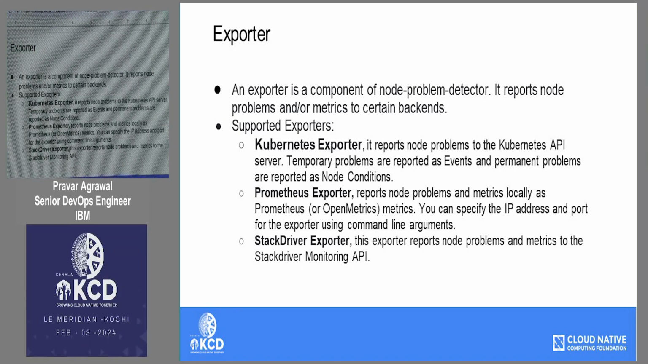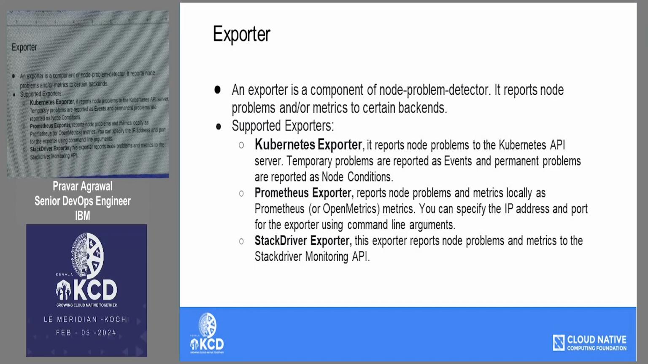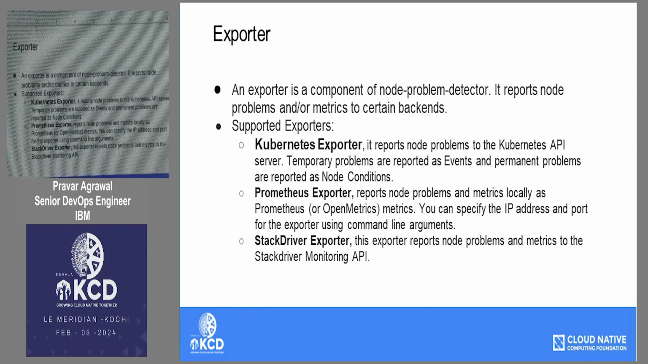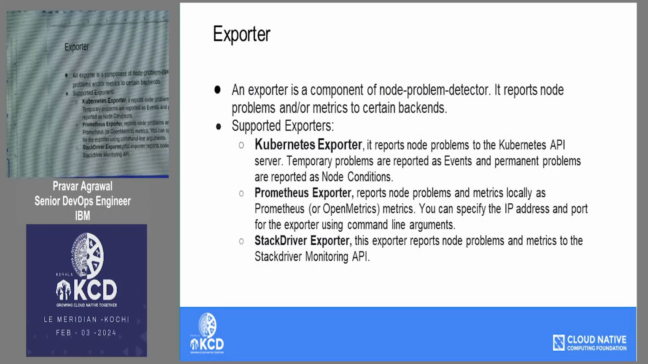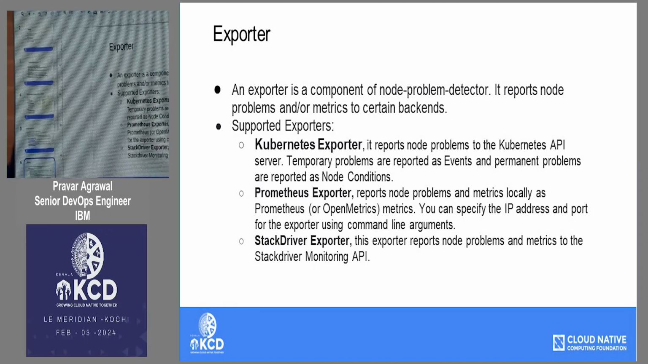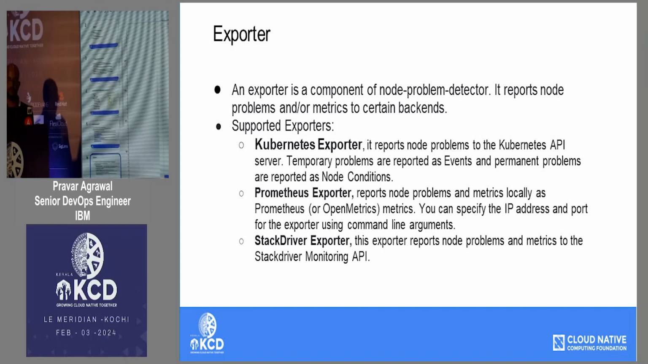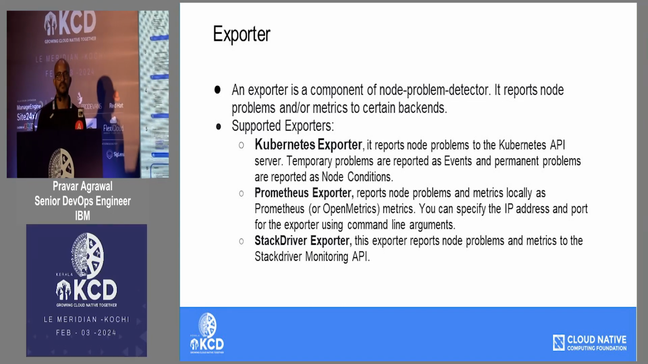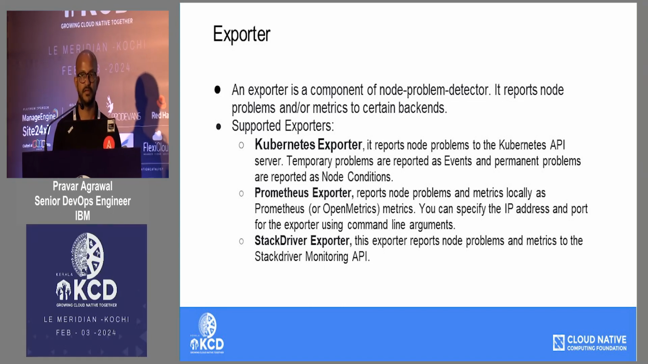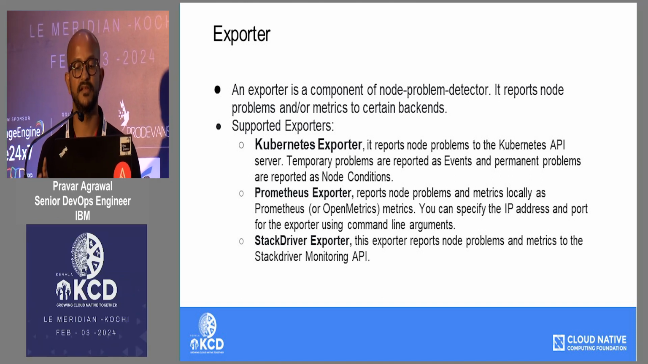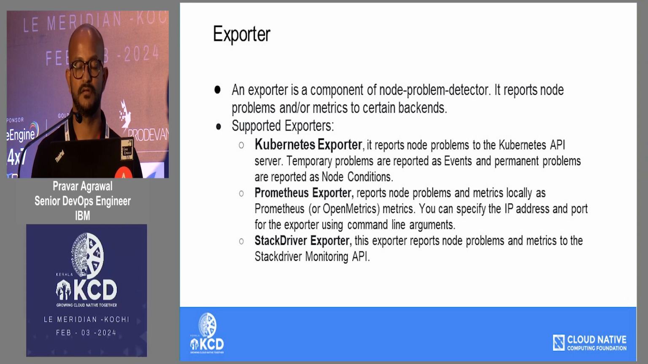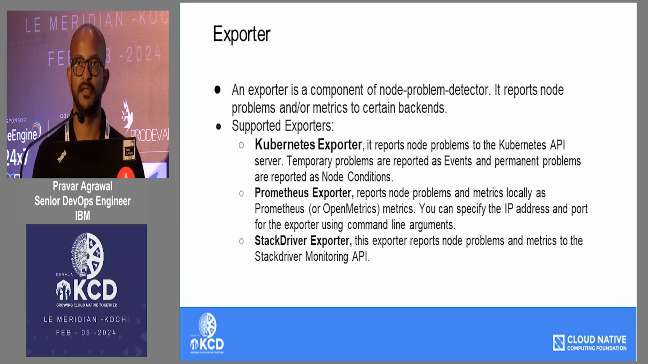So the Prometheus exporter is basically trying to report node problems and metrics locally to the Prometheus which is configured in the cluster, and we can specify the address and port using the command line arguments. So these command line arguments are used when you are trying to configure the NPD, and in a couple of config.json files you can specify this.